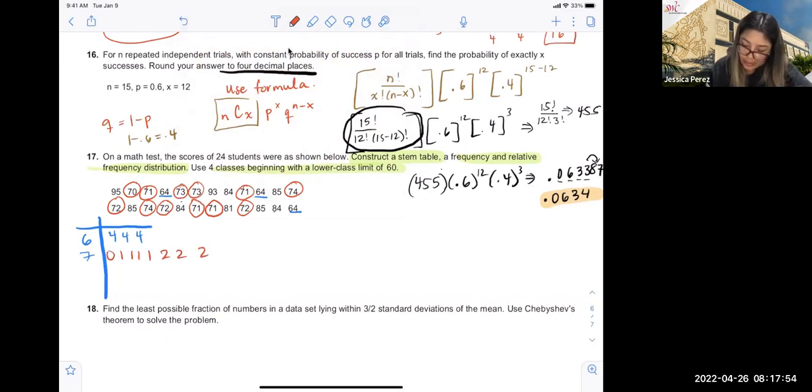And then how many 73s do I have? I have 1 73, and 2 74s.